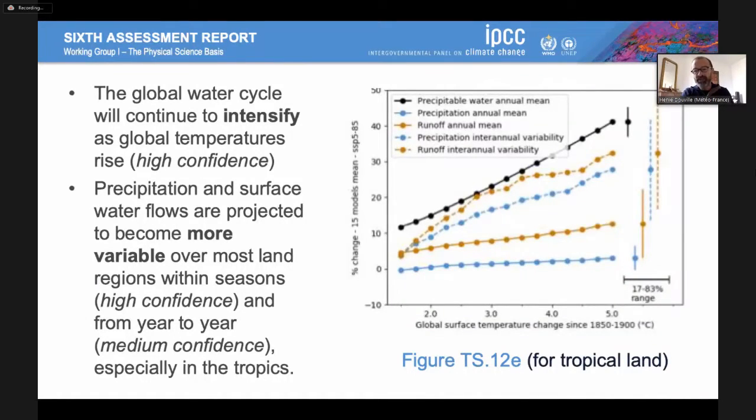And we also see that the year-to-year variability, shown in dashed line, of the water fluxes increases more than changes in mean fluxes for both precipitation and runoff, highlighting that there will be more volatile water resources in the future, a stronger volatility of future water resources.